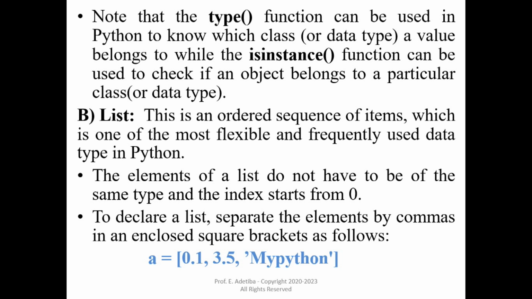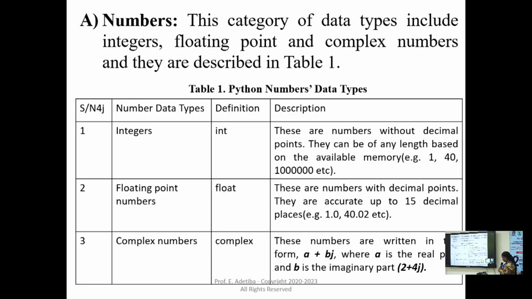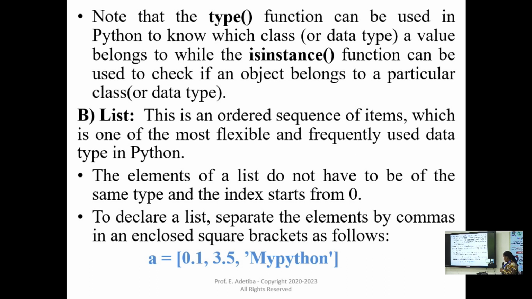Variables are items that contain the value of a particular thing that we are trying to depict in the programming language. So the first data type I talked about is numbers. Then we have lists. A list contains different variables.